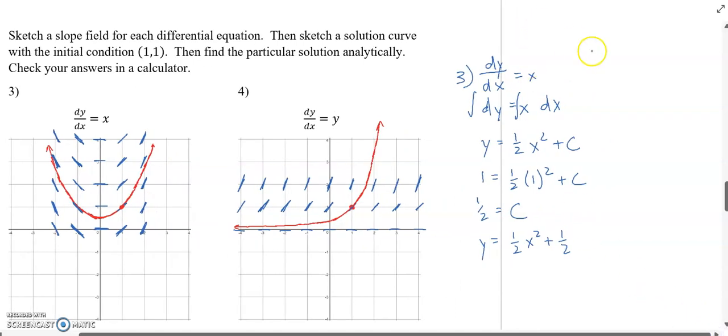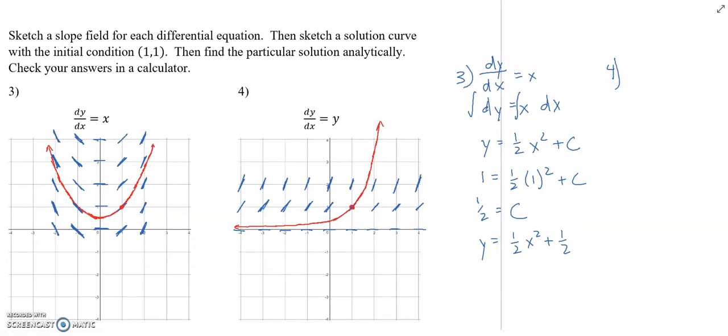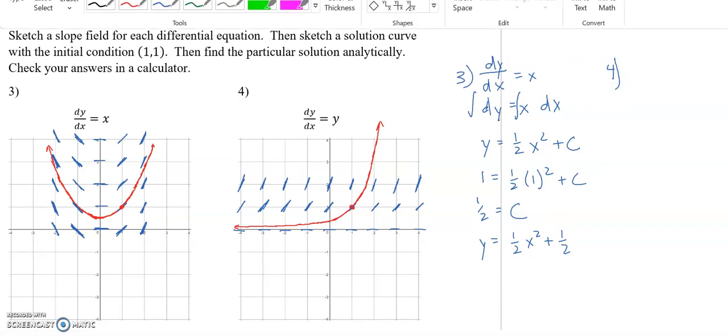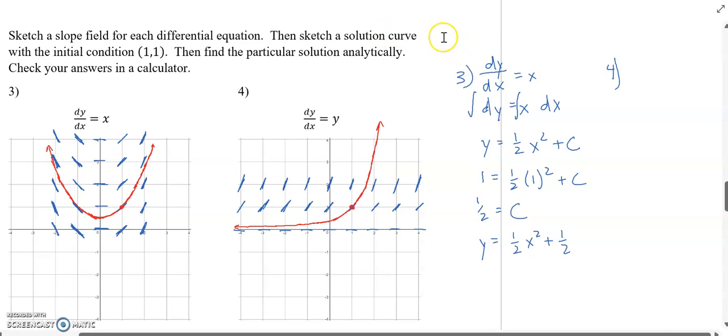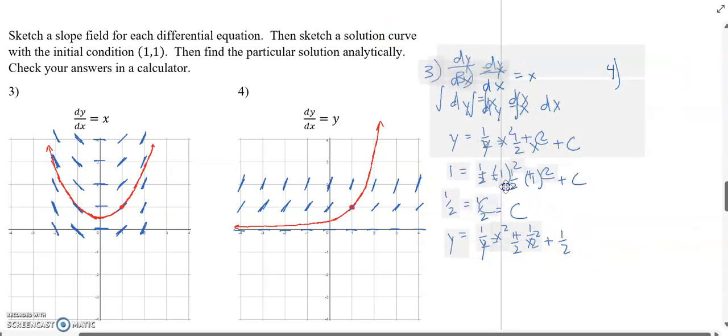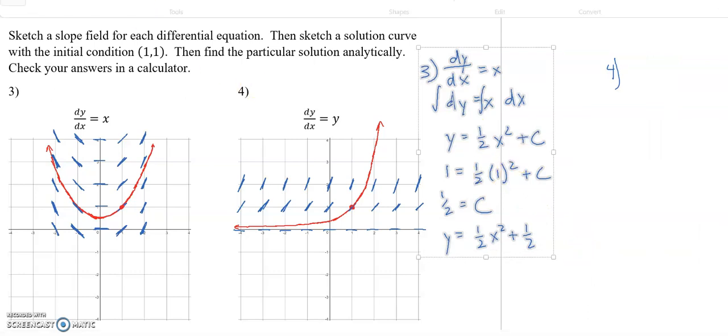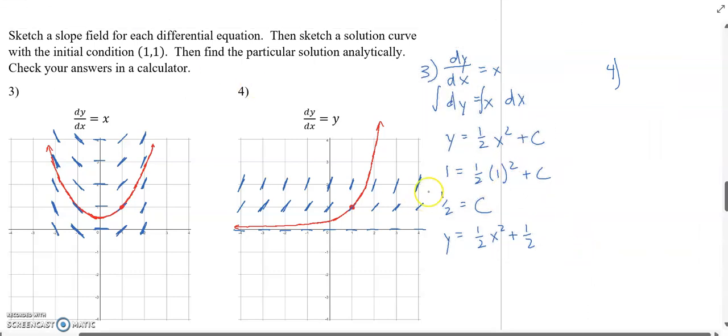A parabola that's shifted up by 1/2 from the origin. Now, if we try to do the same kind of deal with the other differential equation, I'm afraid I'm going to run out of space. So let's try to slide all of this work over this way a bit. All right. So we'll start with dy/dx equals y. Separating the variables this time, I'll multiply both sides by dx, but I also have to divide both sides by y.